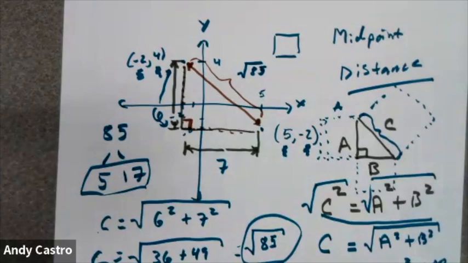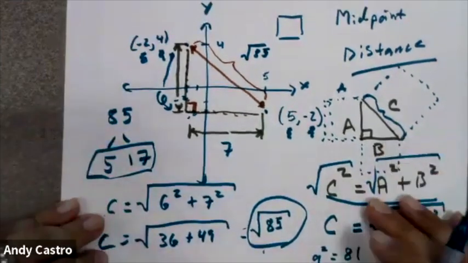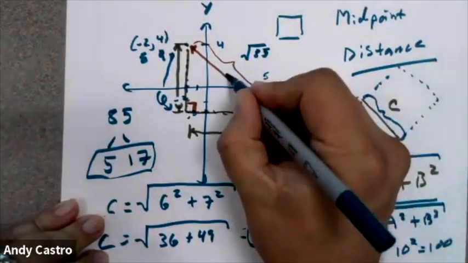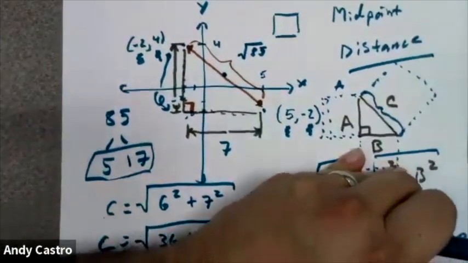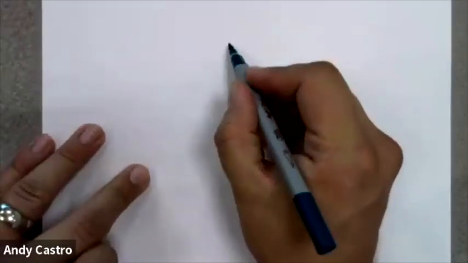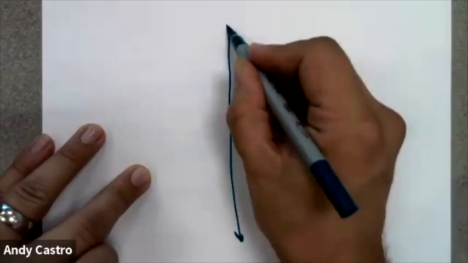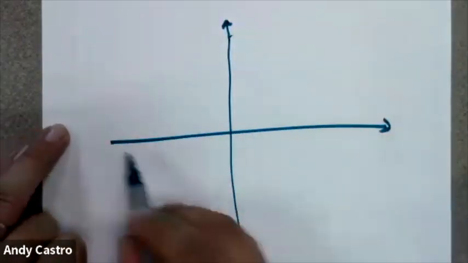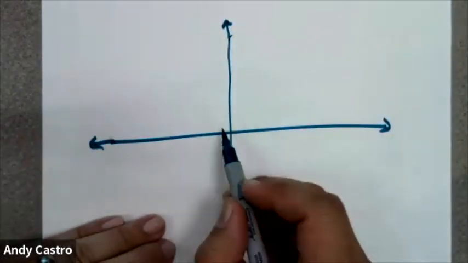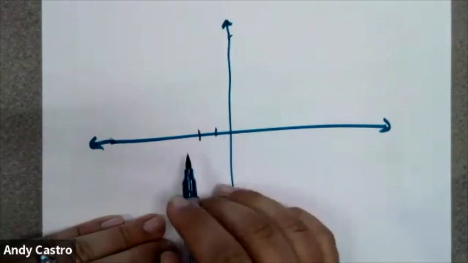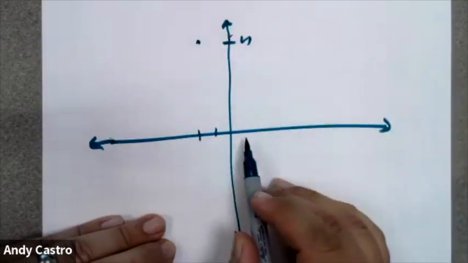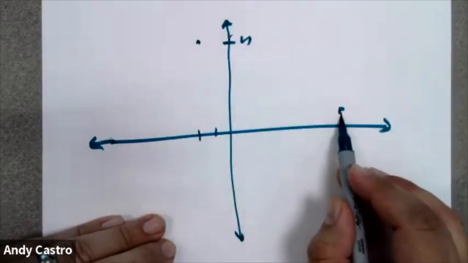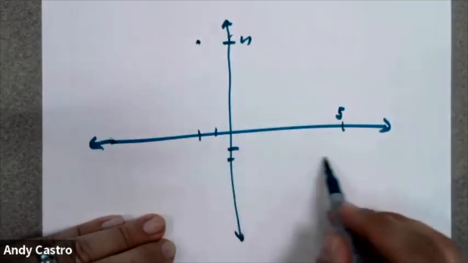All right. The next thing I want to do is find the midpoint on here. So I'm going to rewrite this. We've got a lot written on here. So let's kind of draw this again. Okay. We've got -1, 2, +4. And here we've got 5, -1, 2.